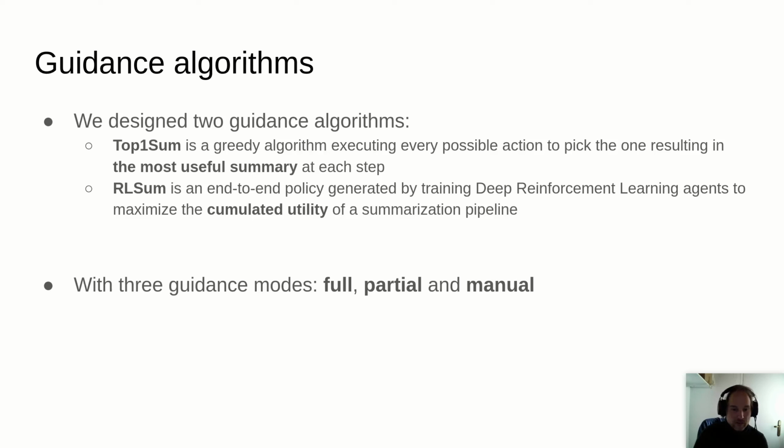Full guidance, where the system decides every aspect of the summarization pipeline; the partial mode, where the system suggests the next operator but the user can intervene; and manual, where the user does not receive any kind of guidance.